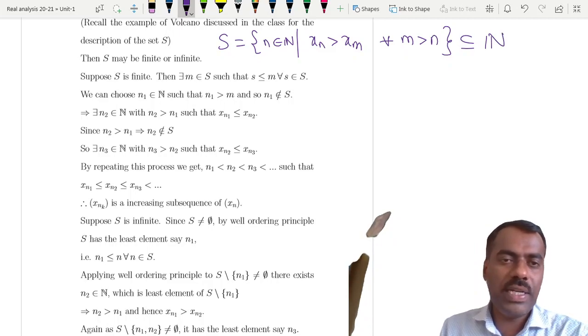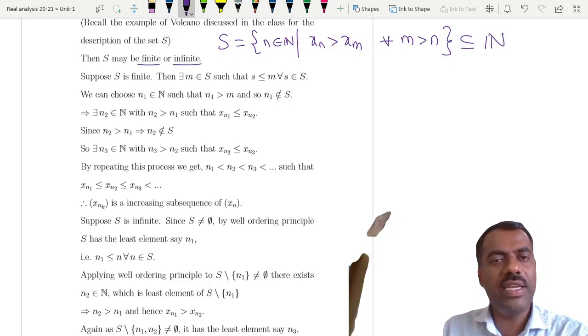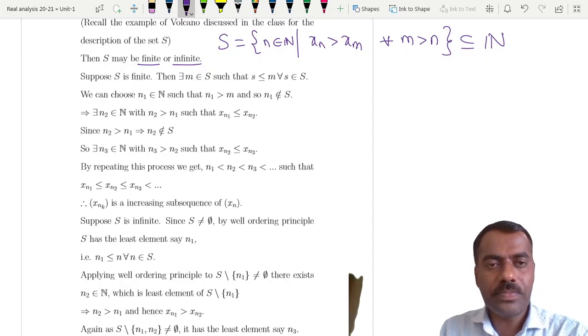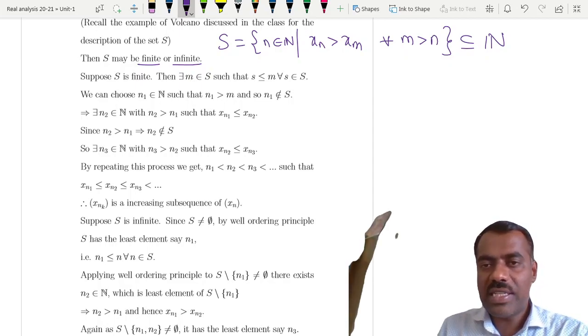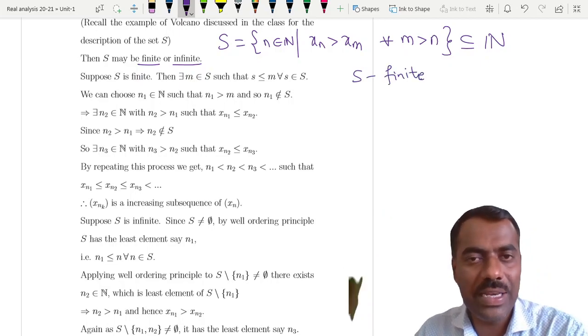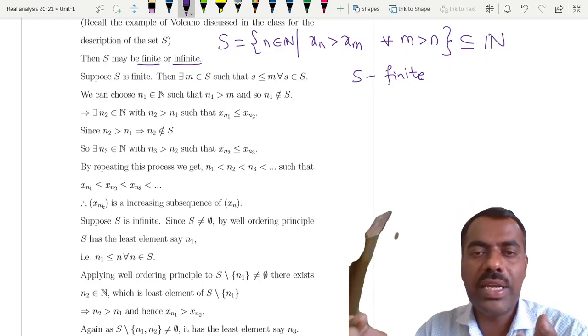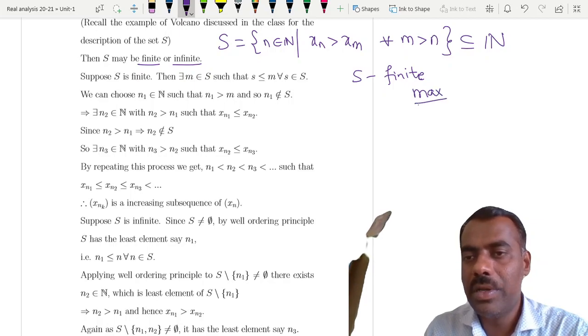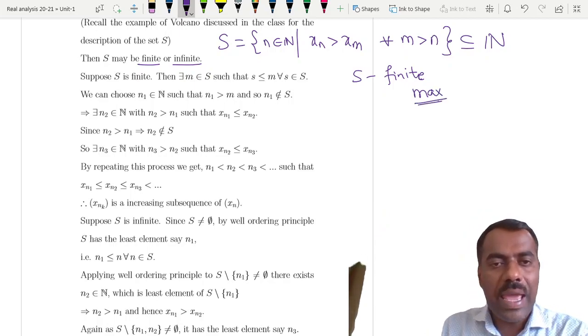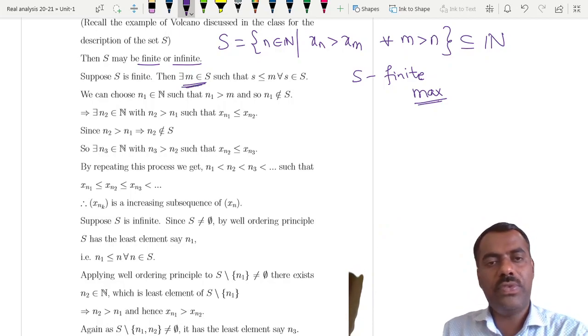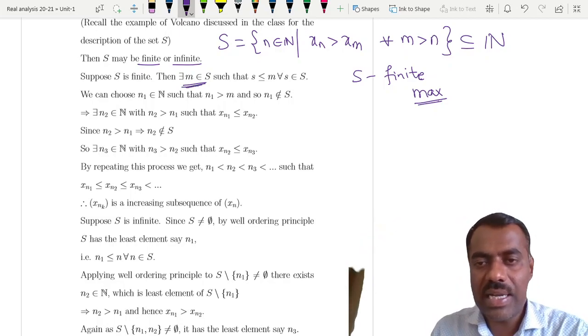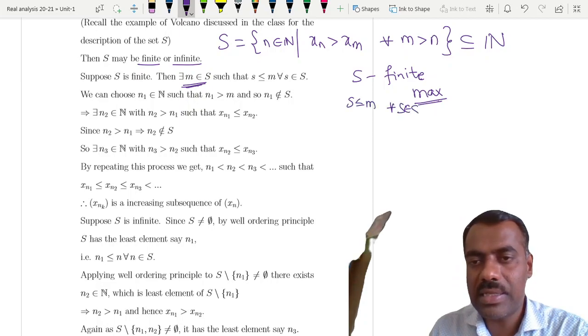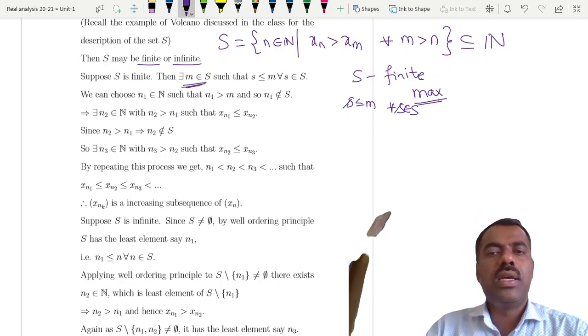There are two possibilities: S may be a finite set or an infinite set. So if S is finite, that means only finitely many buildings are available, or finitely many elements are there. We know that whenever there are only finitely many elements, we can talk about the maximum among them. So the maximum exists, and that maximum value we denote by m. So there exists m in S such that s is less than or equal to m for all s in S. Okay, is that clear?